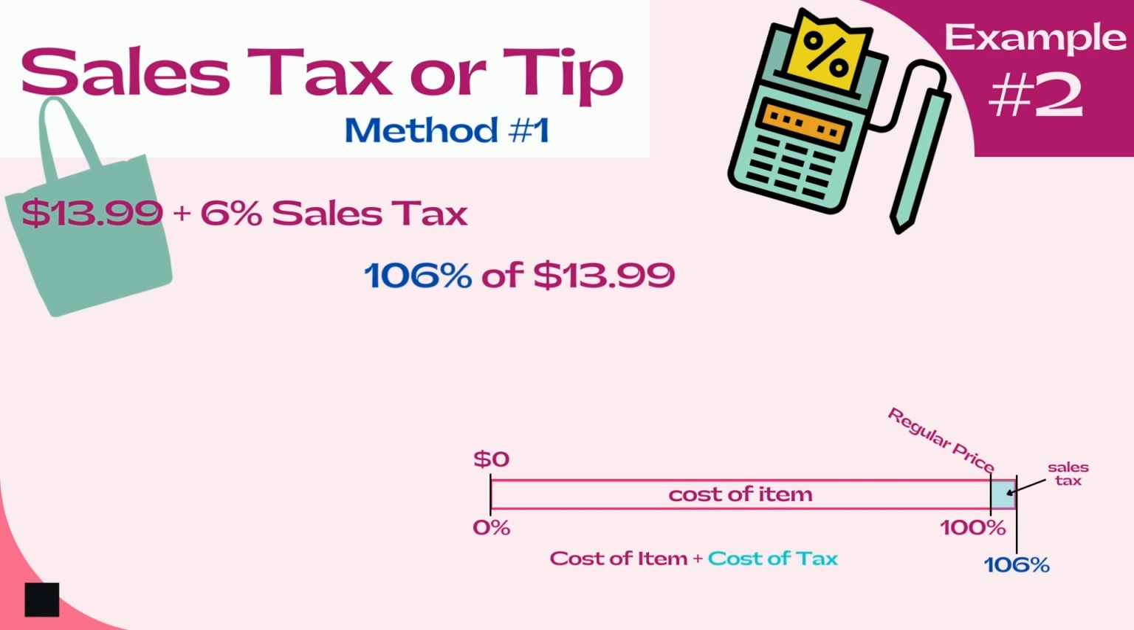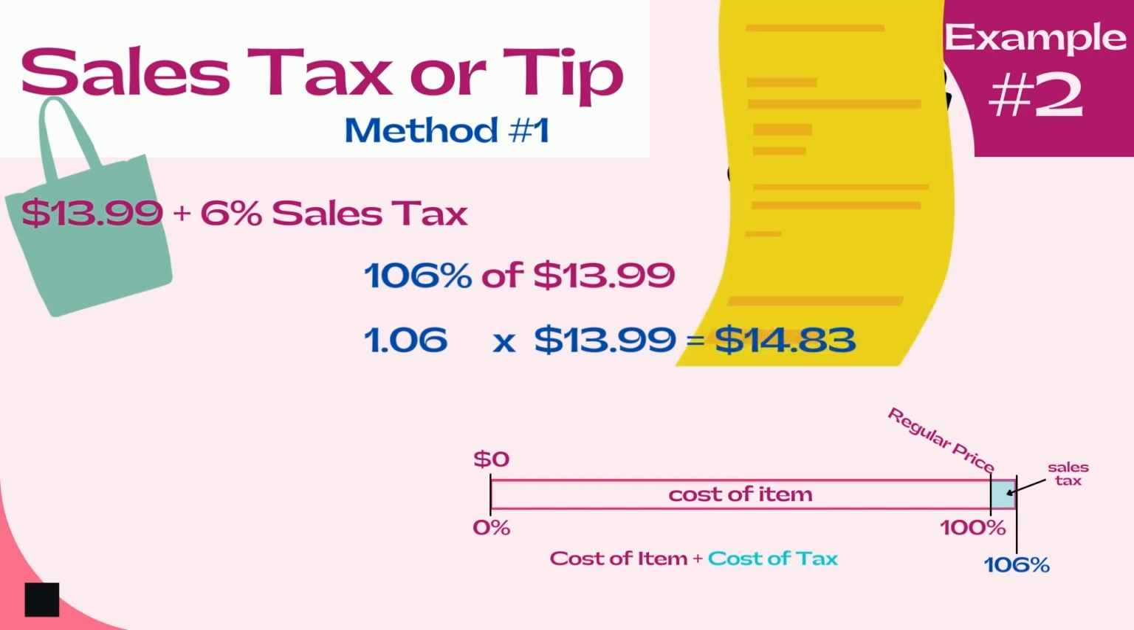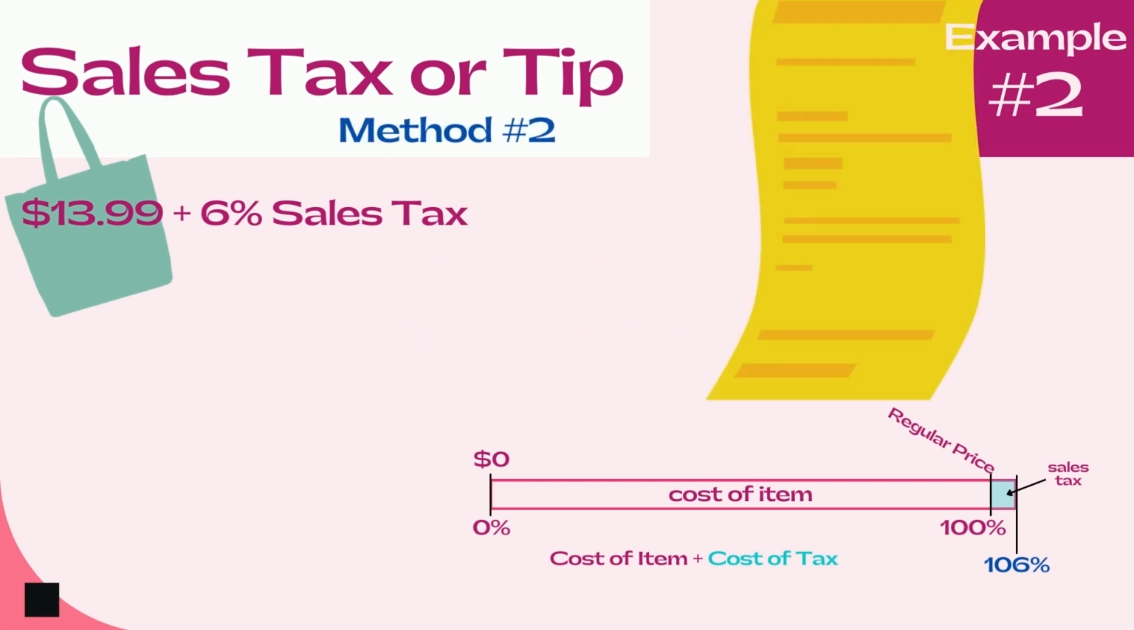Let's change the 106% to a decimal. So 1.06 times $13.99. When we put that in the calculator, we get 14.8294. But remember, this is money, so we have to make sure it looks like money. Money is rounded to the nearest hundredth. I see 14.82, but the next digit is a 9, so we need to round up. The total amount we will pay for this bag is $14.83, including tax.